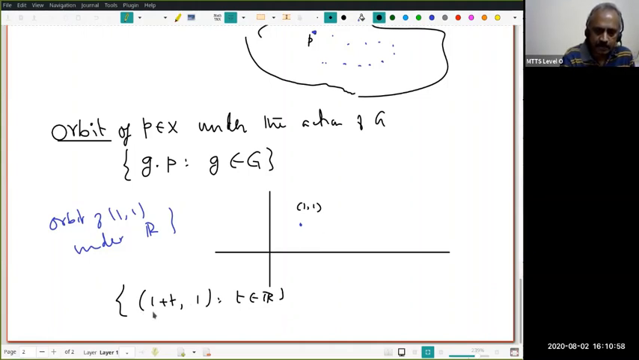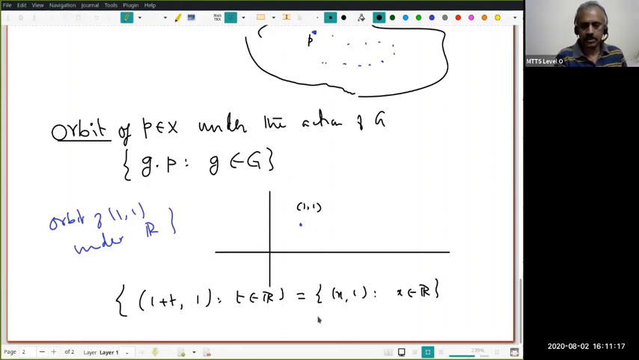Now remember, as t varies over R, 1 + t can be any real number. Therefore, this set is the same as (x, 1), where x is in R, because I can solve for x. Take any (x, 1) and solve for x: 1 + t = x, which means t must be x minus 1. You understand? Therefore, the orbit of (1, 1) is the set of all points (x, 1).